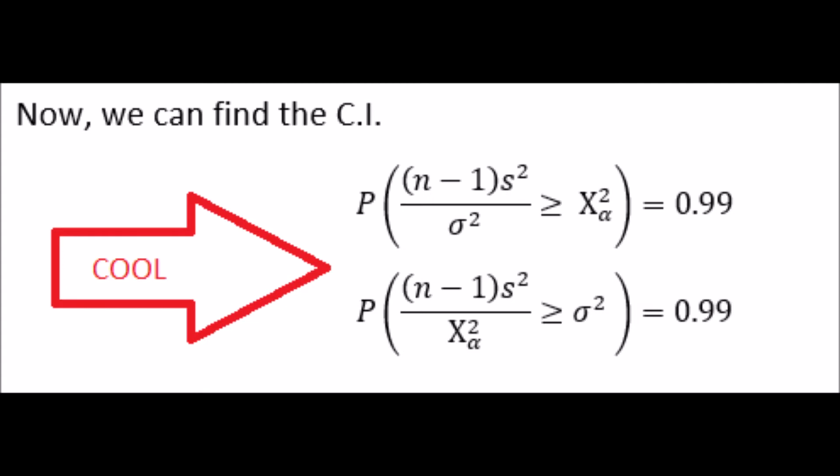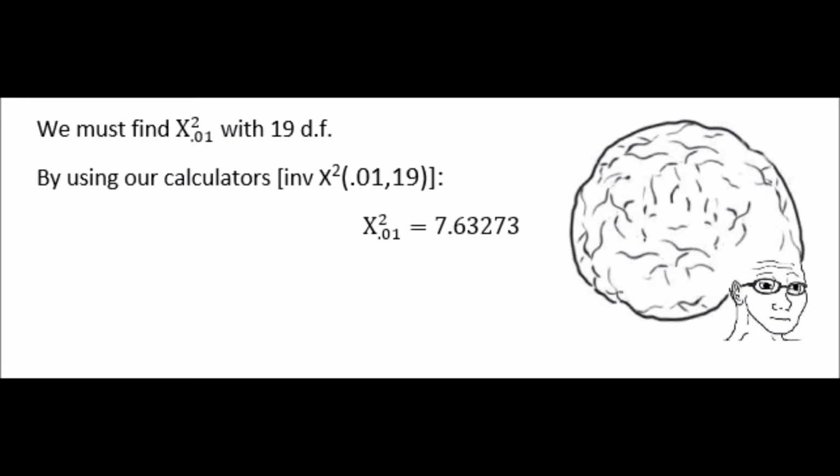We want to use the formula shown because we want to see what value that 99% of light bulb life lengths are below. Rearranging the first formula gives us the second, which gives us our upper confidence bound for sigma squared. We still don't know our chi-squared value for 0.01 at 19 degrees of freedom.